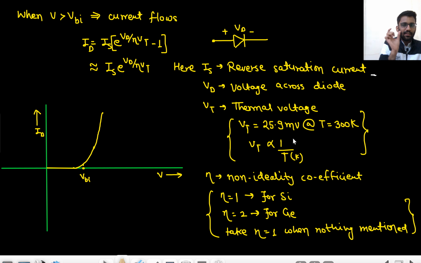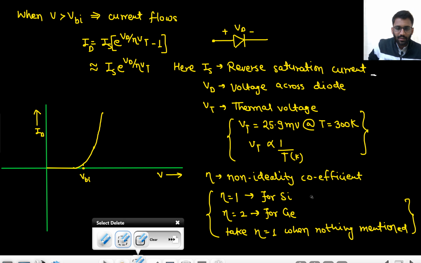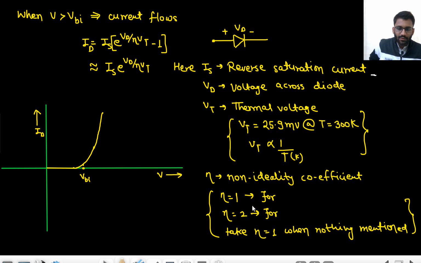What is Vd? That is the voltage across the diode. What is Vt? That is the thermal voltage. Typically at room temperature, the value of Vt is 25.9 millivolt. And it is inversely proportional to the temperature in Kelvin. What is eta? Eta is known as the ideality coefficient or factor, or we can say non-ideality coefficient or factor. So eta is equal to 1 for germanium and 2 for silicon, and if nothing is given, you have to take eta equal to 1.